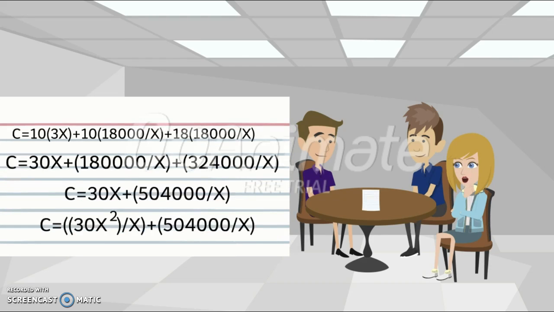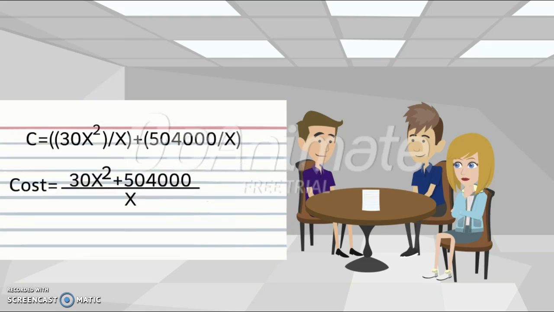Now we need to simplify the formula. It is all combining and multiplying, until we have a whole number plus a fraction. To simplify, we multiply the 30x by x over x. This will get us the final formula of cost equals 30x squared plus 504,000 over x.